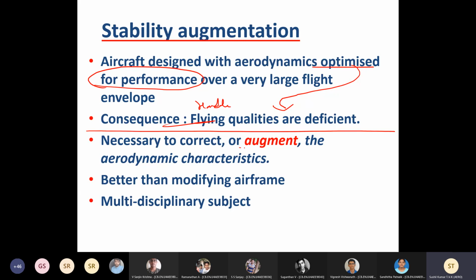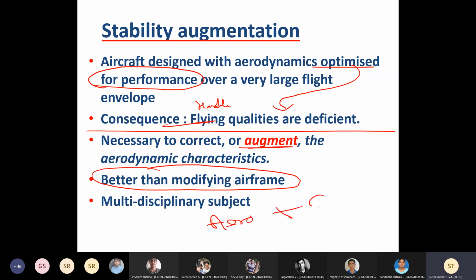You try to augment the system by some means. This augmentation is much better than again redesigning your aircraft. So now it becomes a multidisciplinary subject, both aero plus controls. What you are trying to do in your inner loop is nothing but augmenting the system. You're trying to augment the stability of the system. So whatever you're doing in avionics lab, the inner loop is augmentation. That's called stability augmentation. So we'll see all these things in detail.